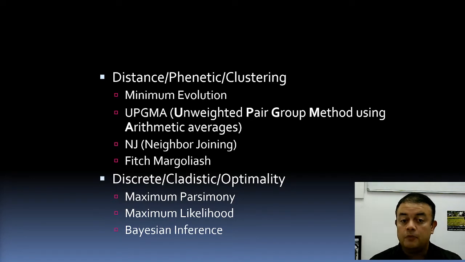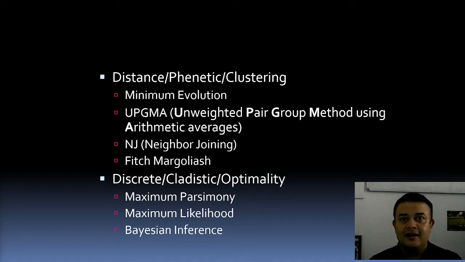Discrete or cladistic or optimality-based methods: maximum parsimony, maximum likelihood, and Bayesian inference, these three methods. So in general, the second method, discrete or cladistic or optimality-based method, tends to be more rigorous. It is a little bit more complicated, but it's much more preferable, but it takes time. But the first method, the distance or clustering methods, are much faster, so it's good for heuristic, but it's not that accurate. That is the difference between these two methods.